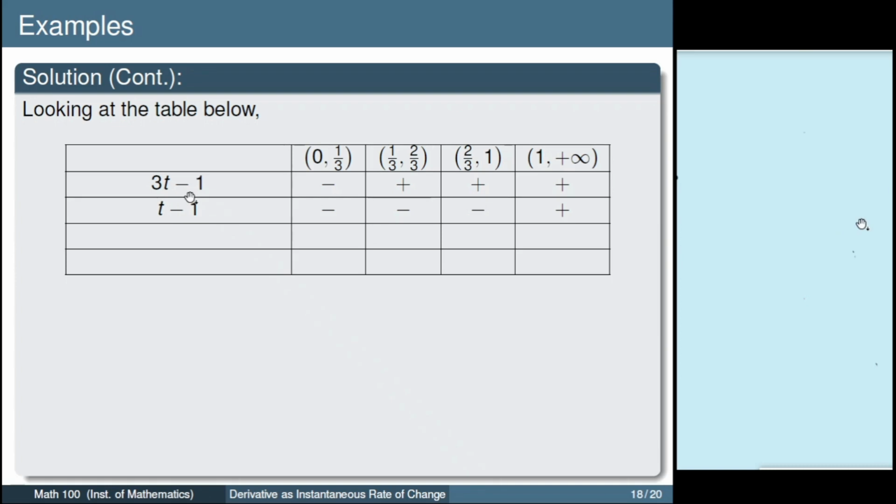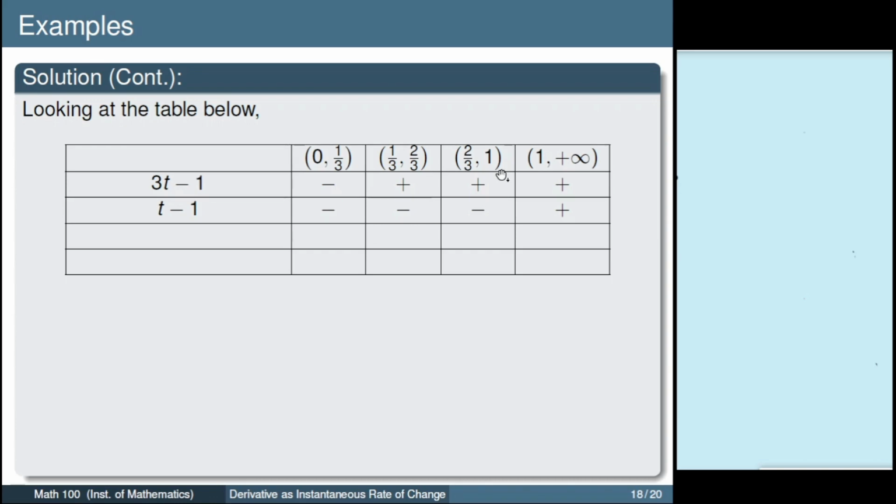Sige, ulitin natin yun dito. Ang 1/3 is approximately 0.33. Ang 2/3 is approximately 0.67. Hence, 0.5 is in this interval. We can use that as our test point. So, here we have 3 times 0.5 minus 1. Kaya ito positive. Right?